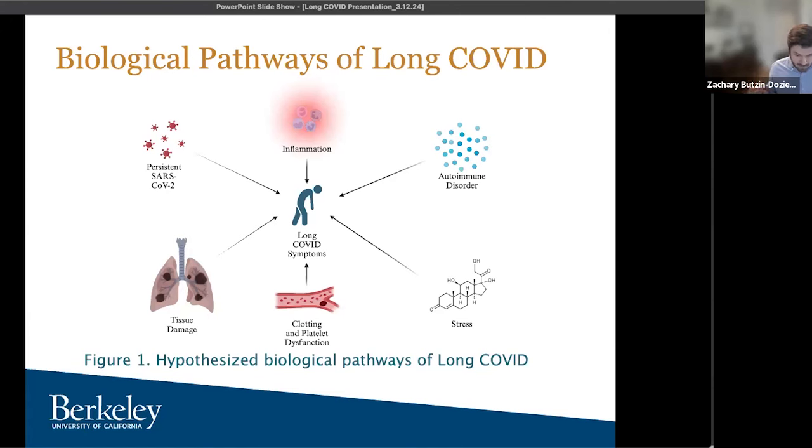Similarly, COVID-19 elicits a very strong immune response. In some folks, this strong immune response, which may be referred to as hyperinflammation or a cytokine storm, then begets more inflammation. There's a cascading effect where an individual will continue to have this dysregulated immune system, and that's one hypothesized mechanism of long COVID. Similarly, this immune disruption could trigger different autoimmune disorders.